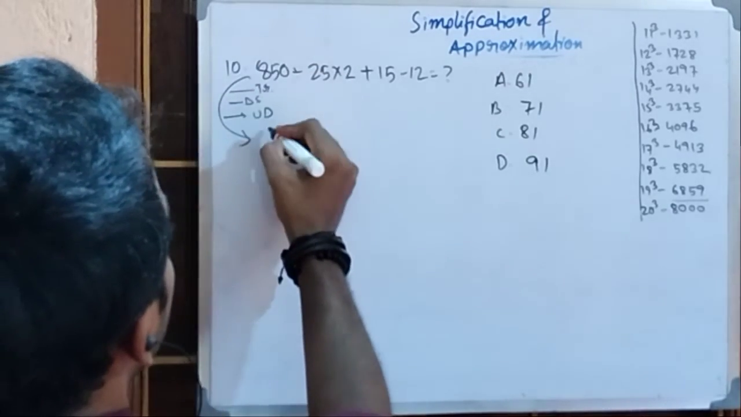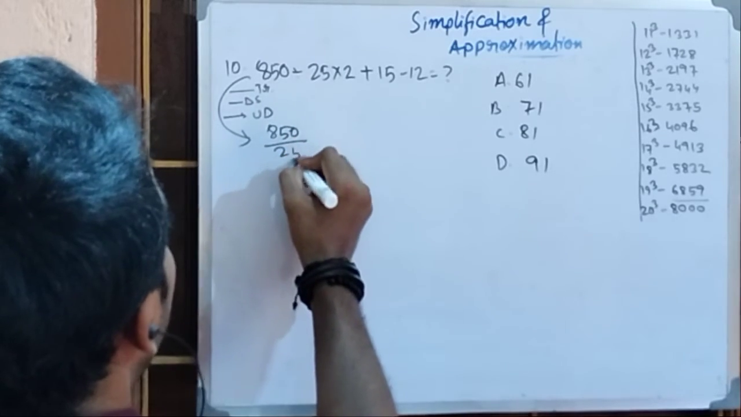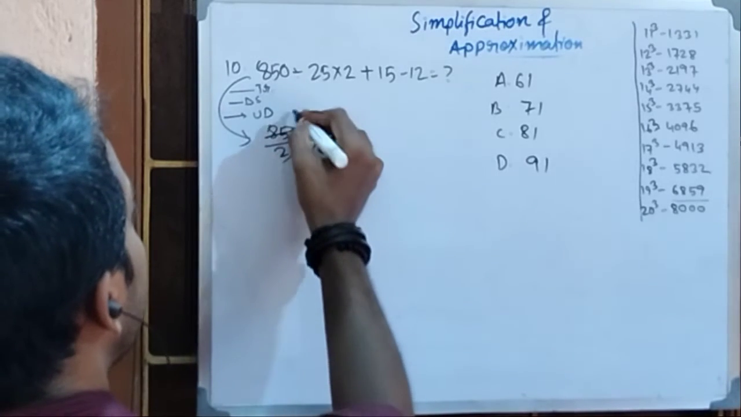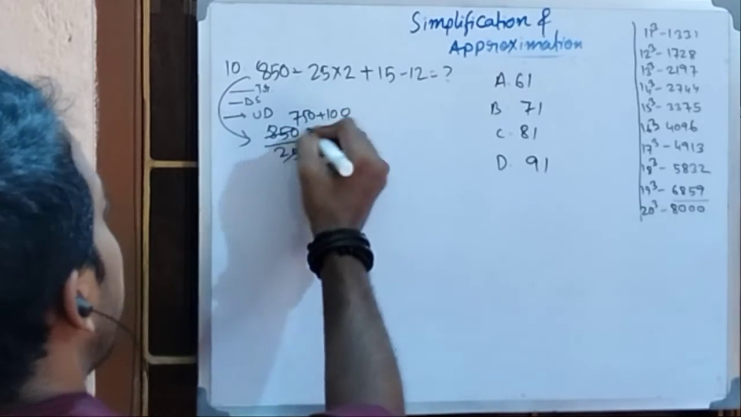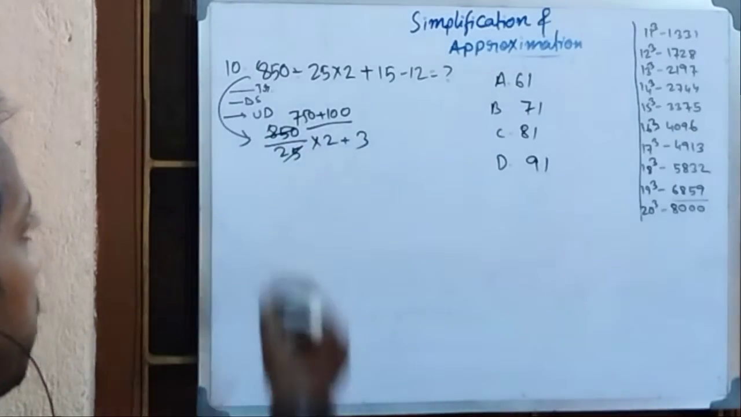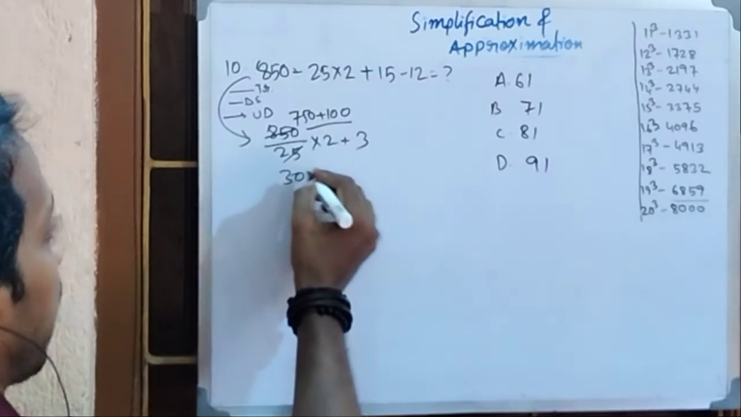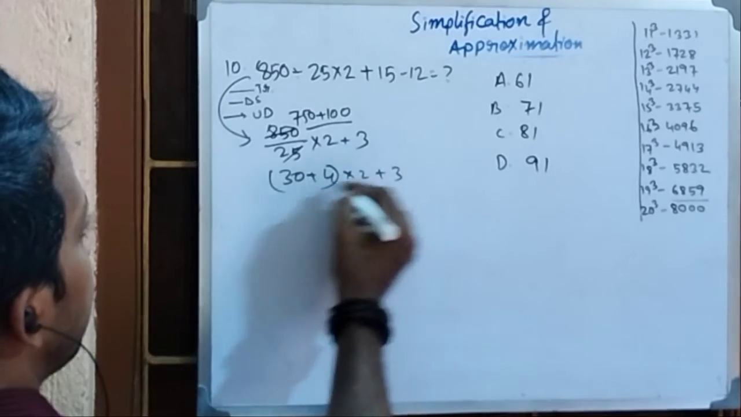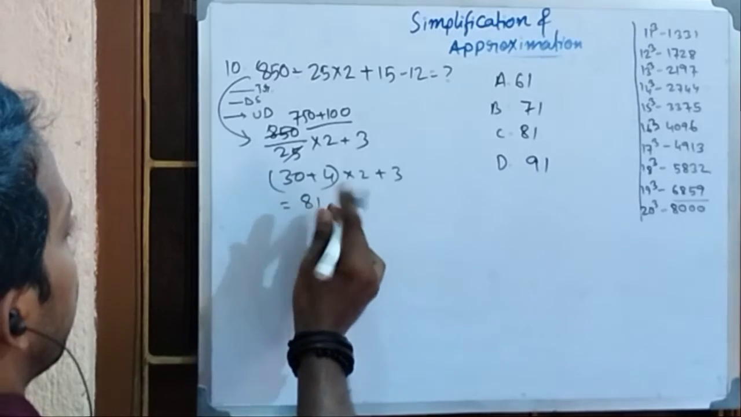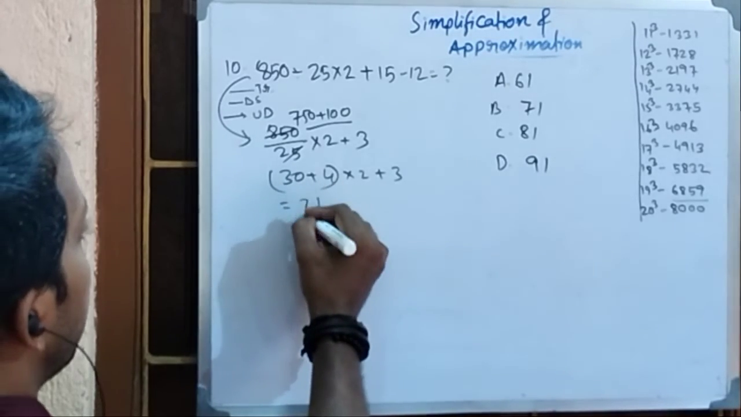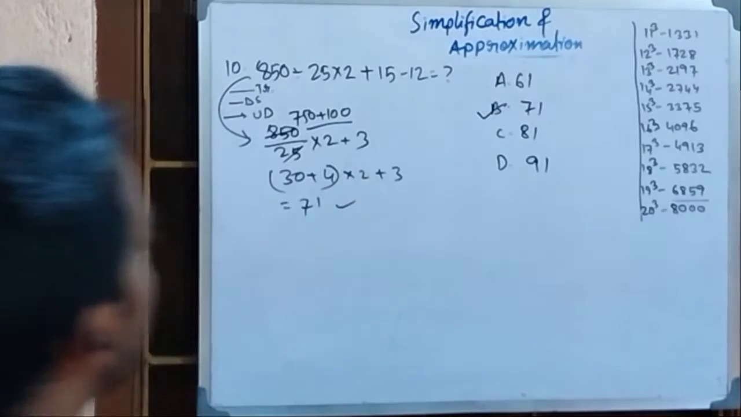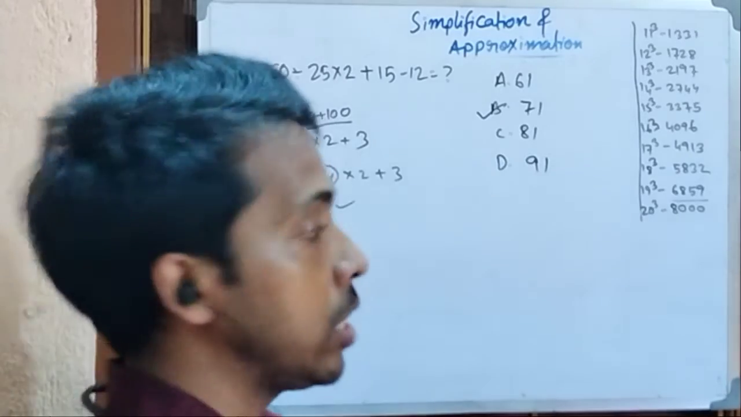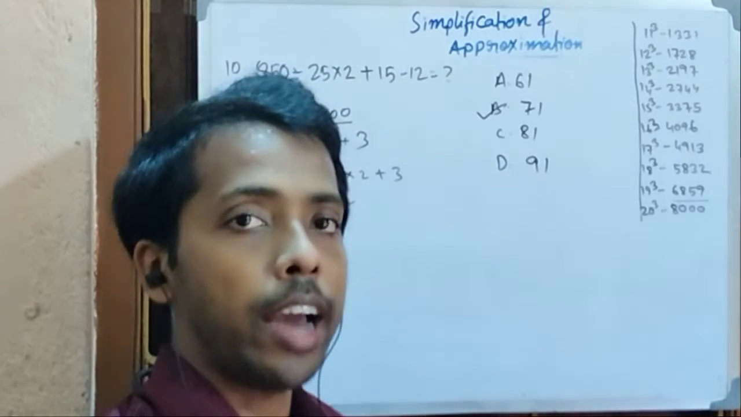See, here 850 by 25 into 2 plus 3, right? So 750 plus 100, right? So 850. Why am I taking 750? Because this gives exactly 30 times, plus 4 and into 2 plus 3, 34, 68, 71. Right? 71, option B is the answer. So this is what I have to discuss with you on simplification.